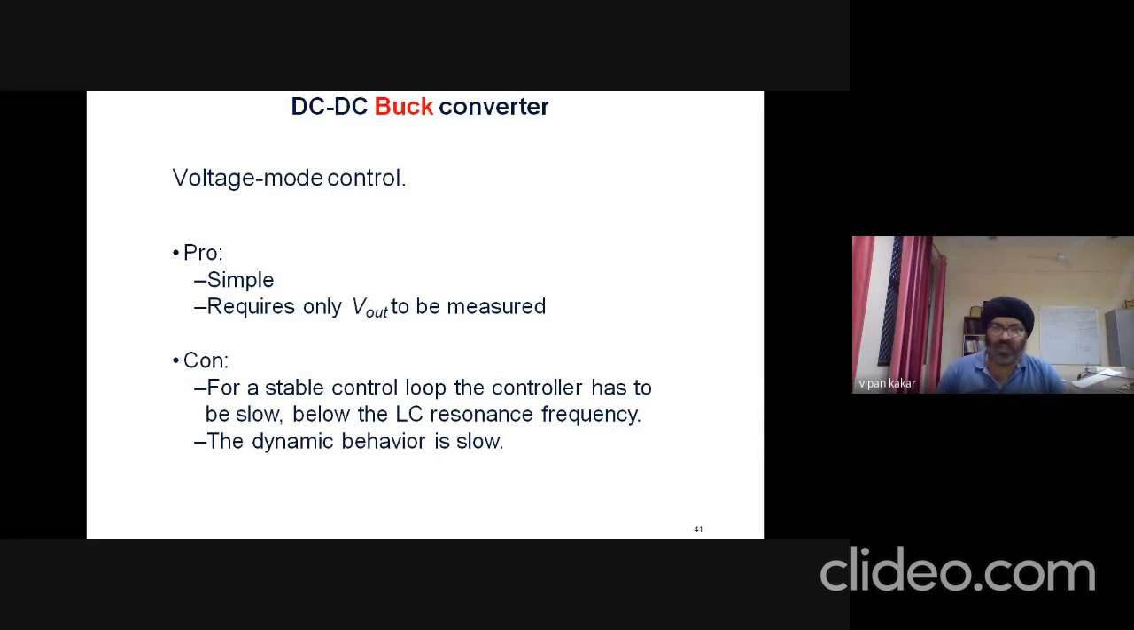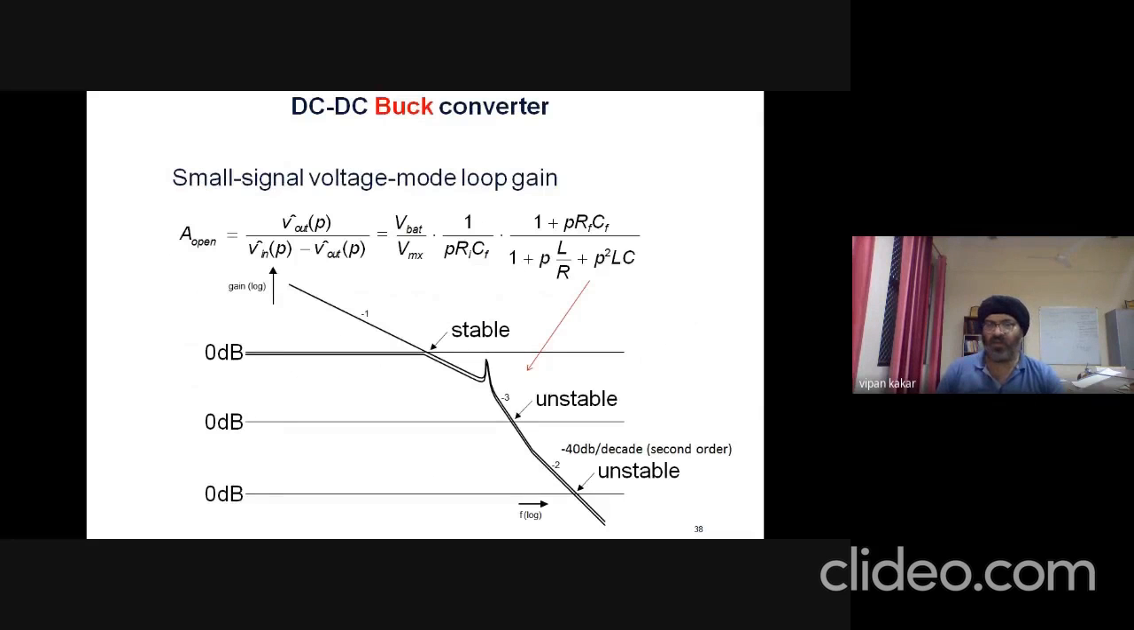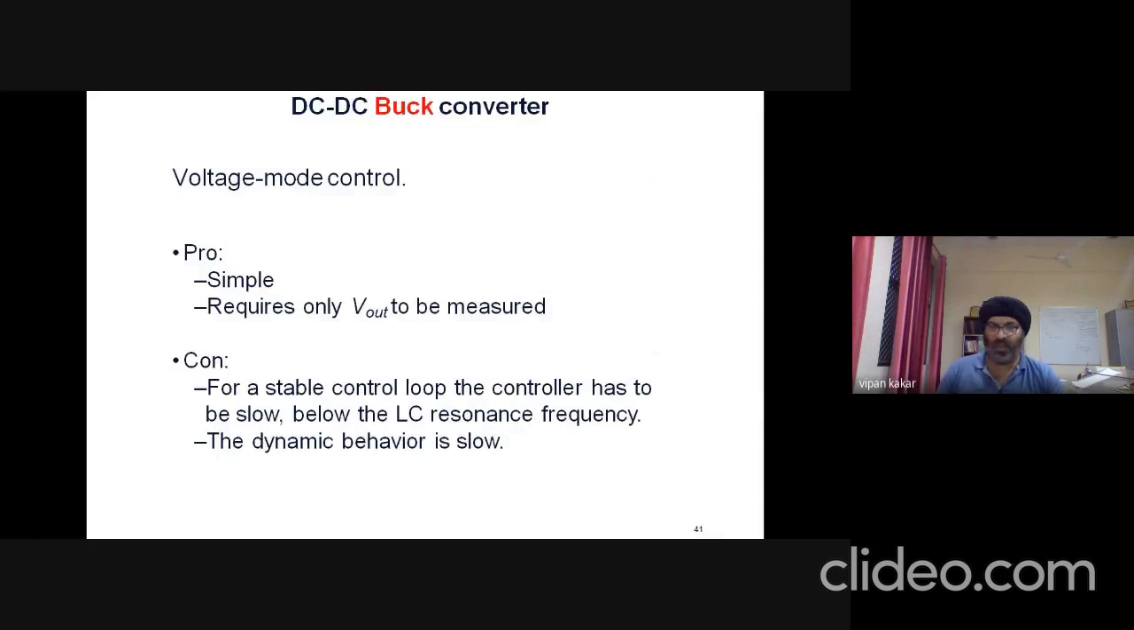So what are the disadvantages? For a stable control loop, the controller has to be slow, below the LC resonance frequencies. But at high frequencies, it is not possible. For low frequencies, we have seen that it was stable. So after a certain frequency, it becomes unstable. So that is the disadvantage. And normally it is slow in nature.